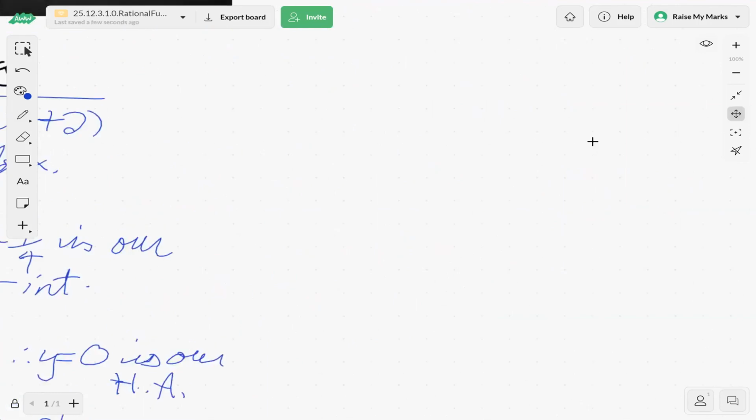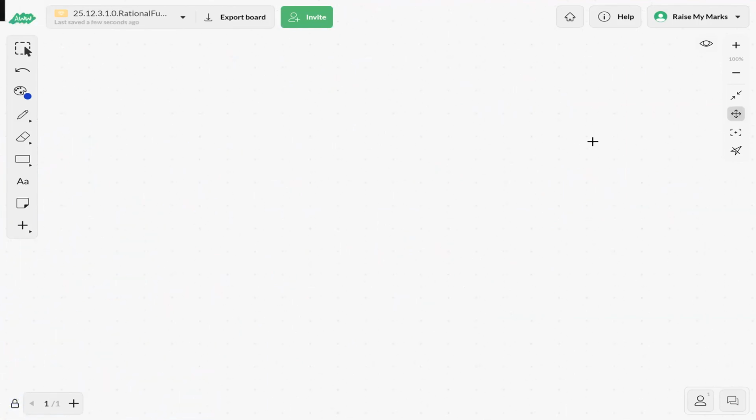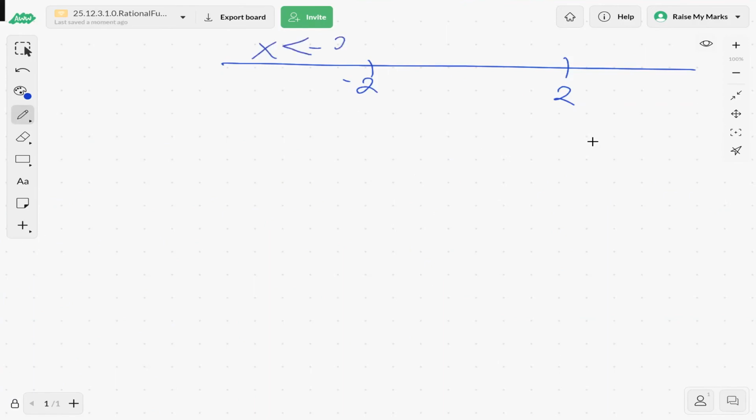Okay, so let's scroll over to the right. And now finally, we need to determine when our function's positive or negative. All right, so let's draw our number line. Let's consider the values when x equals negative 2 and x equals 2. These are the values where we have our vertical asymptotes. So our intervals are when x is less than negative 2, x is between negative 2 and 2, and when x is greater than 2.